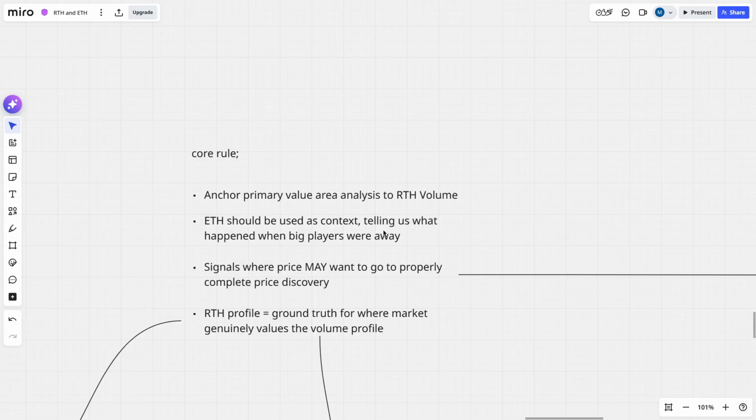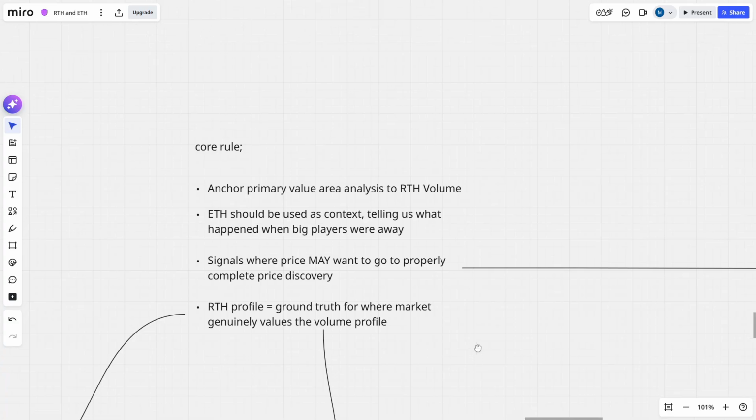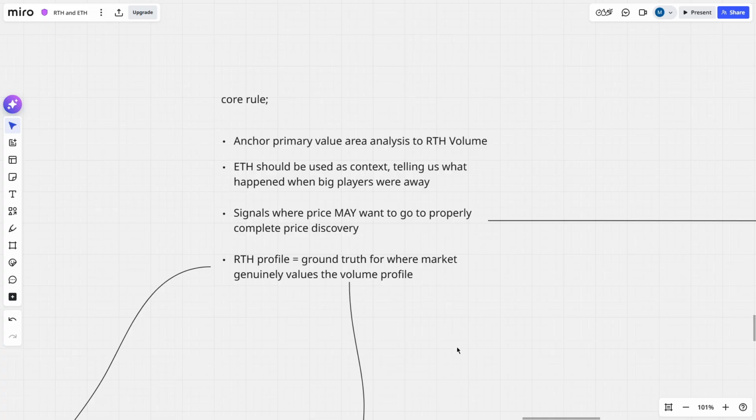And as a reminder in general, this is all probabilities. There are days where this does not happen, and even though you open above the prior RTH value area high, price will still move lower. Regardless, the RTH profile is generally the ground truth of where the market genuinely values the volume profile of these value area highs and value area lows.